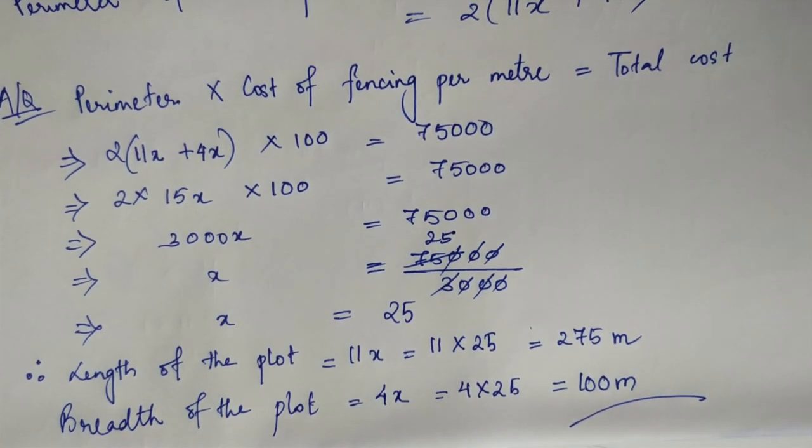Okay, so now we will move on to our next question, but before that, question number 7 will be your homework. Now we'll start with question number 8. Let us read question number 8. Half of a herd of deer are grazing in the field and 3/4 of the remaining are playing nearby. The rest 9 are drinking water from the pond. Find the number of deer in the herd.